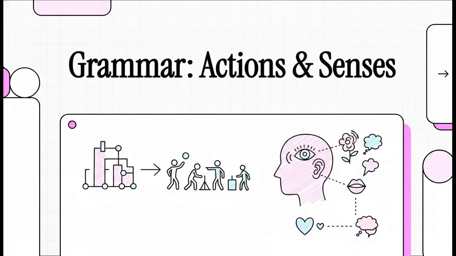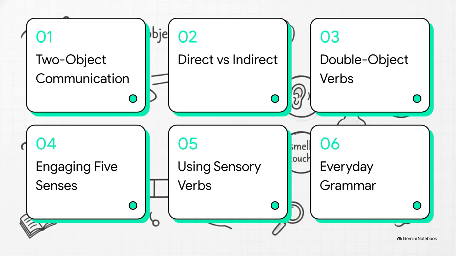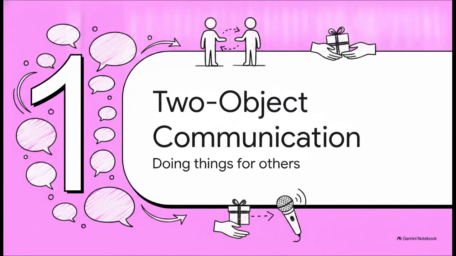Let's get into it. Okay, let's dive into this roadmap. First up, communicating with two objects, direct versus indirect objects, and common double object verbs. After that, we'll look at engaging the five senses, using sensory verbs correctly, and finally, grammar and everyday life. Section 1. Communicating with two objects.